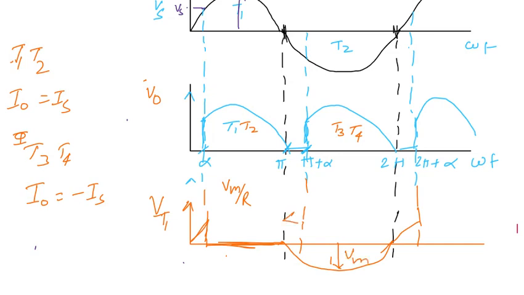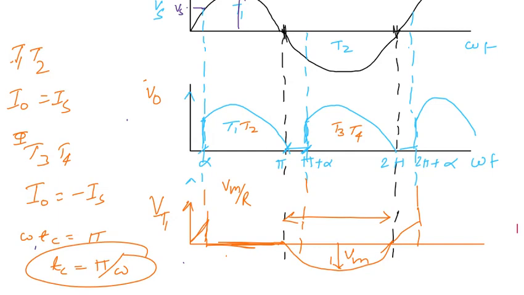What is the circuit turn off time? This is the circuit turn off time, omega Tc is equal to pi. So Tc is equal to pi by omega. Okay, so this is the whole full bridge rectifier. We will give you one problem in the later class, and we'll discuss it then.